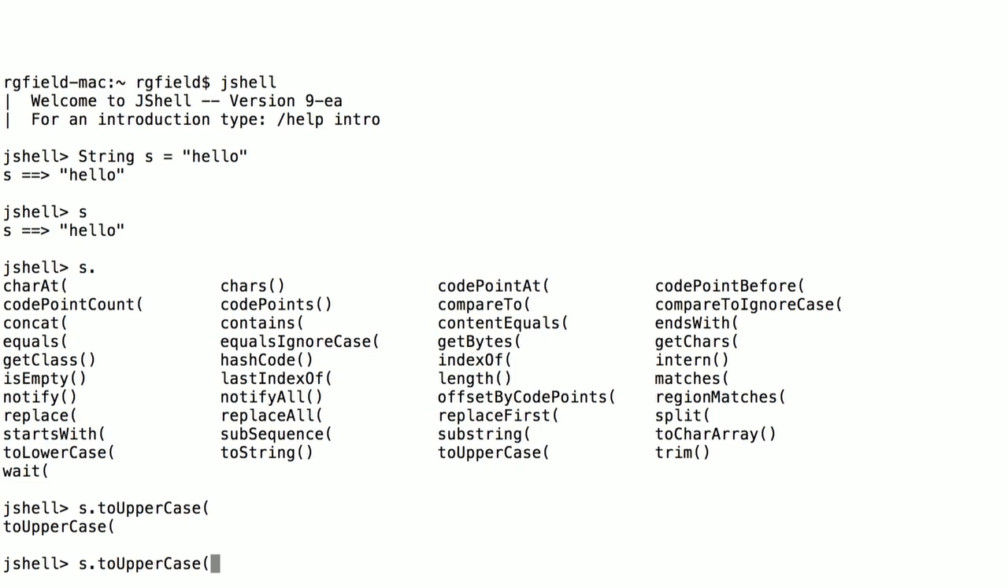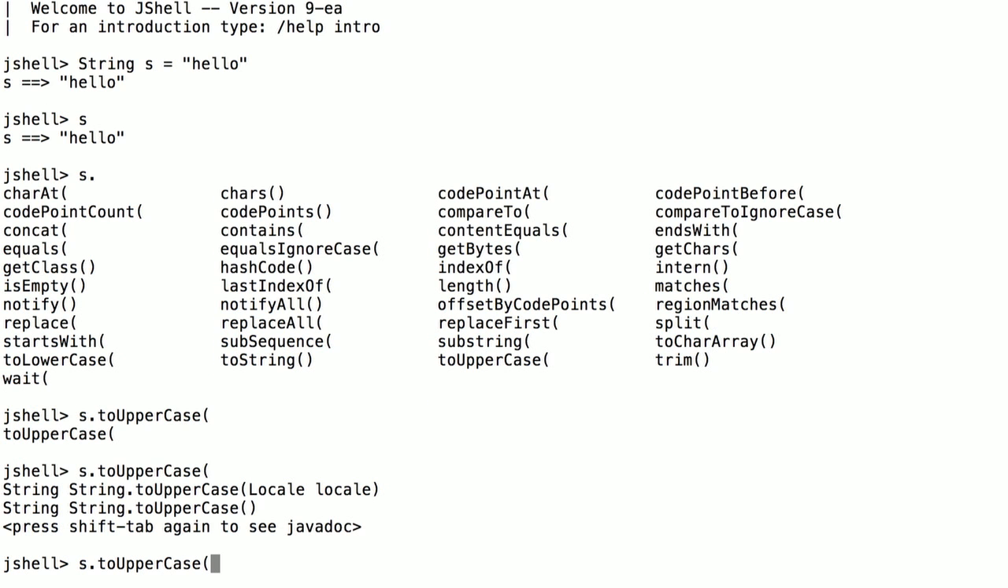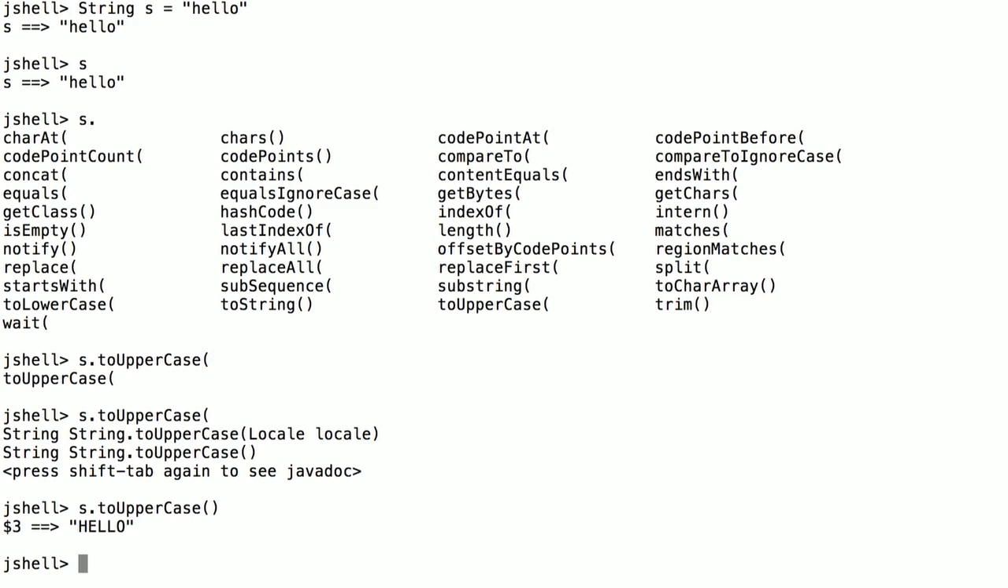I hit tab. This would be after the paren of a method call, so I can hit tab, and it'll show me the signatures available. So if I wanted to pass in a locale, I could. I'm not interested in that. And there's my value again. It creates a temporary variable 3 with hello, just to give an idea, so you can use that at any point.